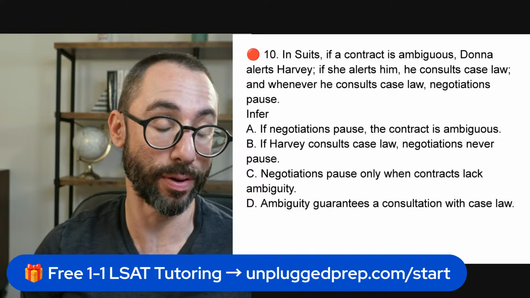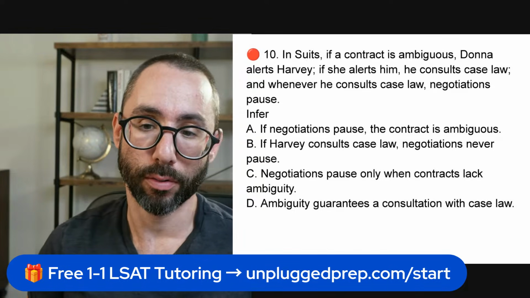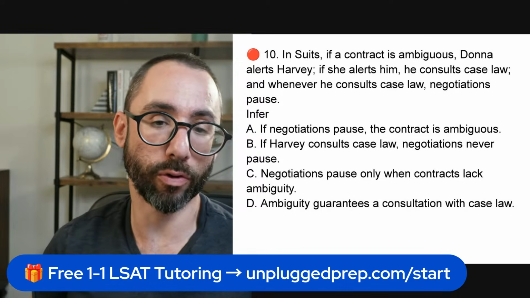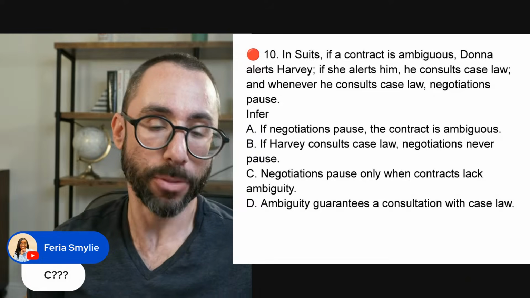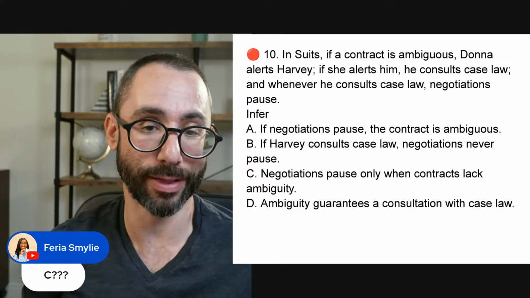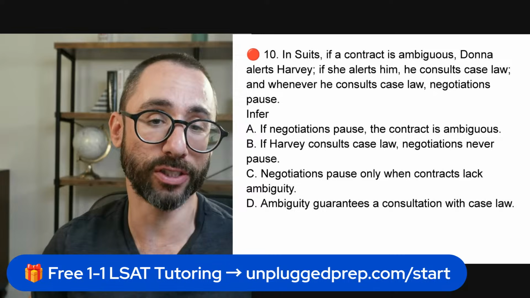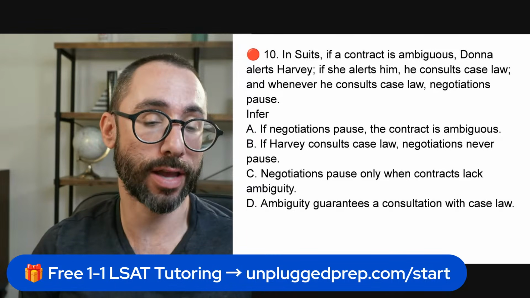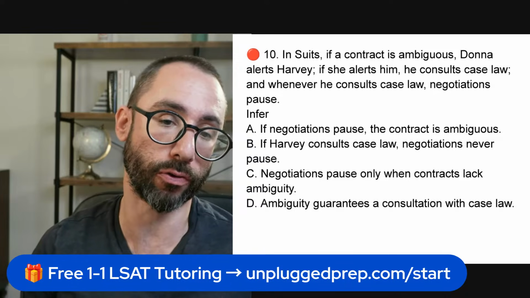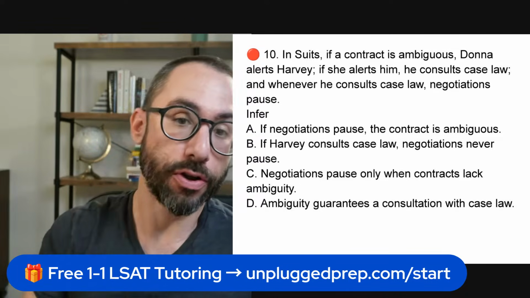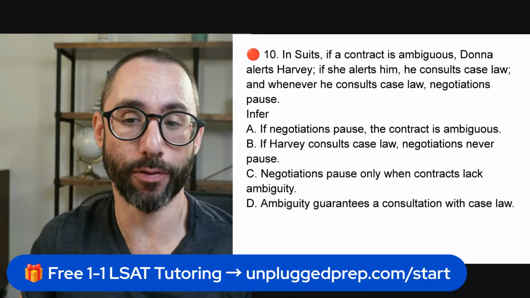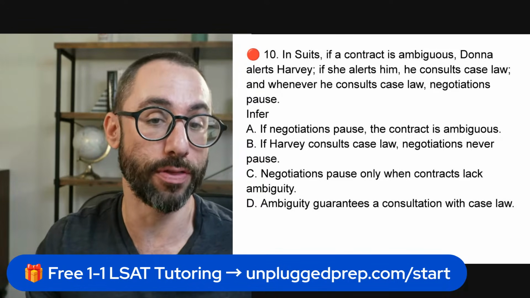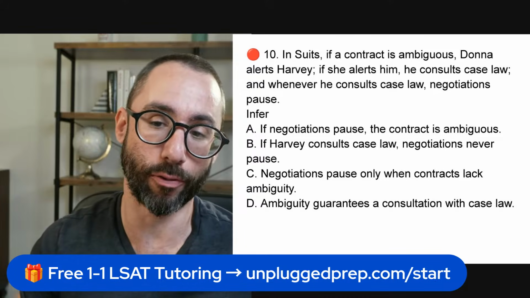Give folks a minute. This one's a bit harder. That's why you have the red circle there. So I saw someone was looking at the possibility of choice C. Negotiations pause only when contracts lack ambiguity. Note where the phrase negotiations pause appears. It's at the very end of the passage, and it's not guaranteeing or causing anything else. In other words, negotiations pausing does not serve as the sufficient condition for anything else to occur, so it wouldn't be the beginning of a conditional in the answer. So I would knock out choice C for that reason.